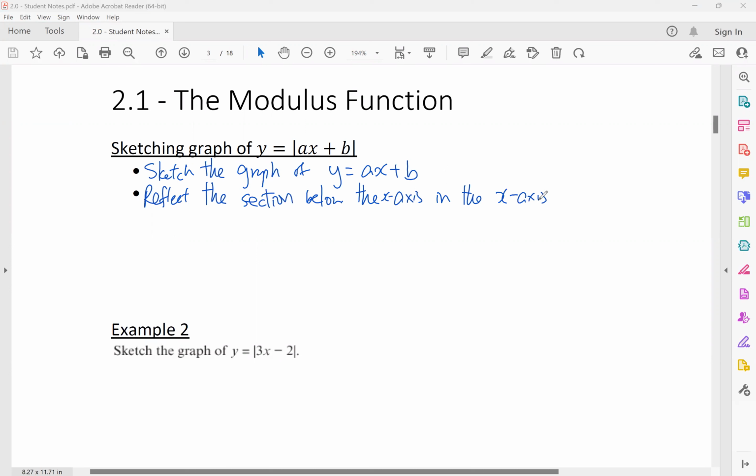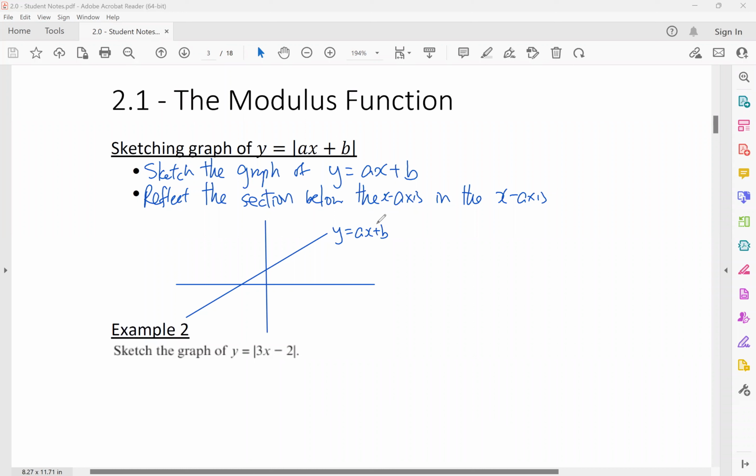So let's say we have, okay, this is the original. This is the original y equals ax plus b.